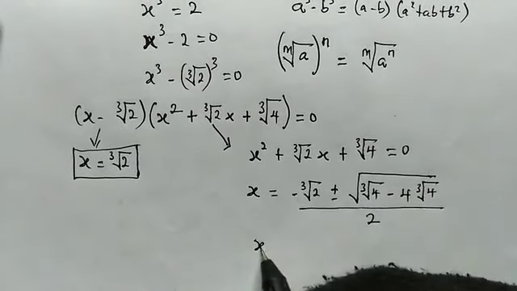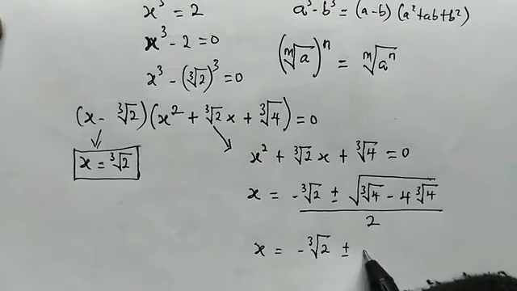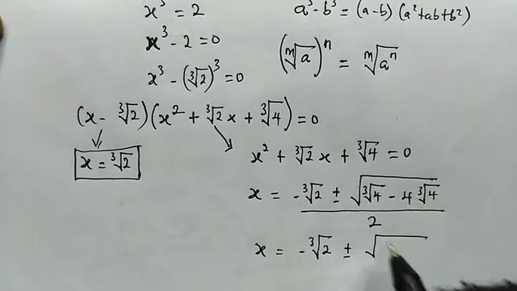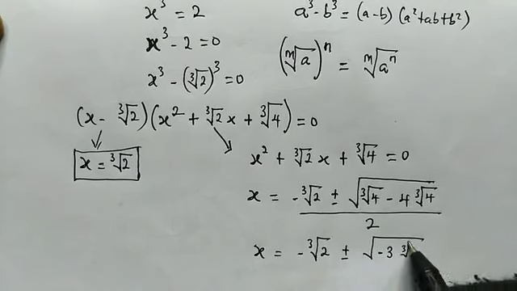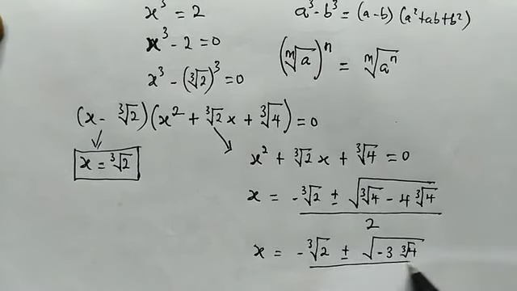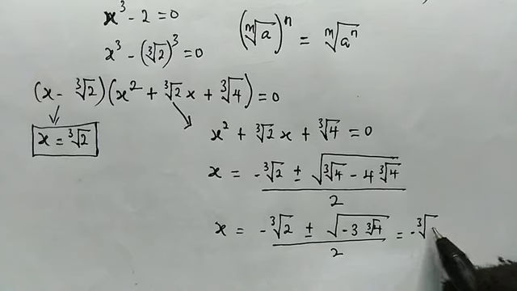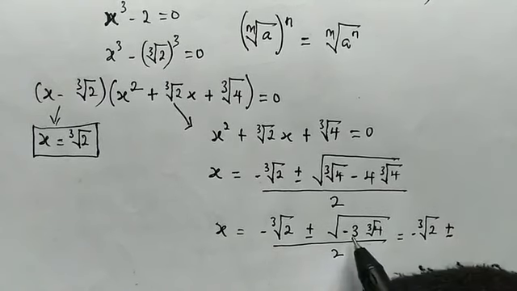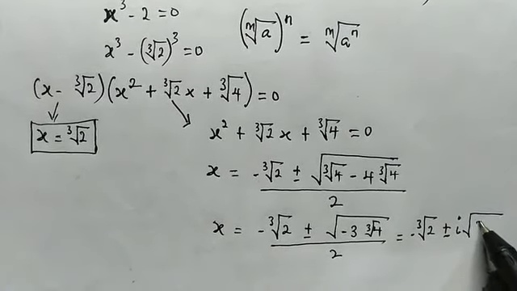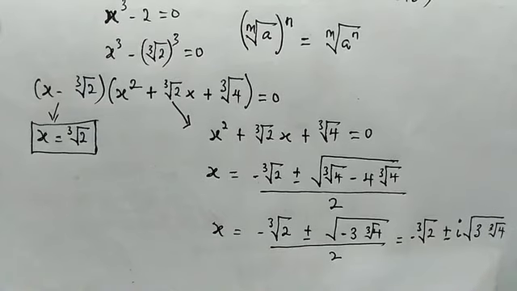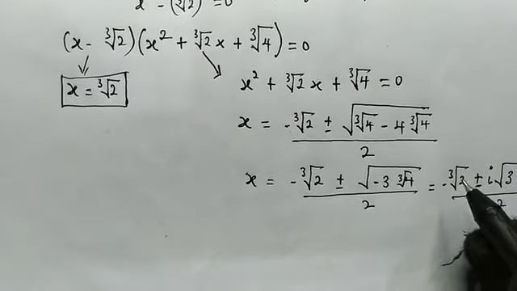So from here we get x is equal to negative cube root of 2 plus or minus square root of, this minus this will be negative 3 times that cube root of 4, right? So negative 3 times the cube root of 4, then divided by 2, which we can simplify as negative cube root of 2 plus or minus square root of negative 1 is iota, right? Then times the square root of 3 times the cube root of 4, then divided by 2. So here we have all 6 solutions.